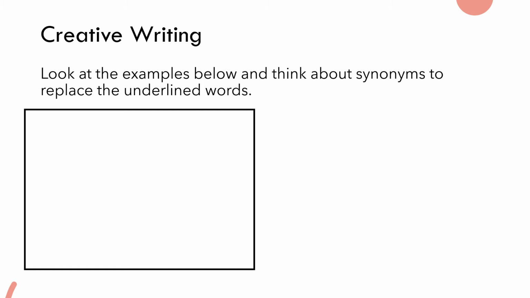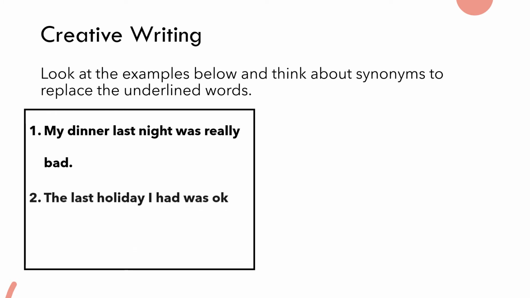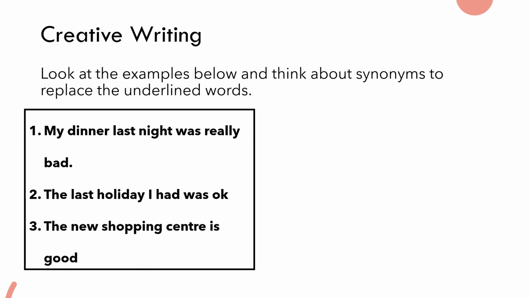Look at the examples below and think about the synonyms to replace the underlined words. My dinner last night was really bad. The last holiday I had was okay. The new shopping centre is good. As you can see from those three examples, the key words there being bad, okay and good, these aren't really very impressive words. So we need to spend some time thinking about what other words we could use to replace these to have more appropriate synonyms.